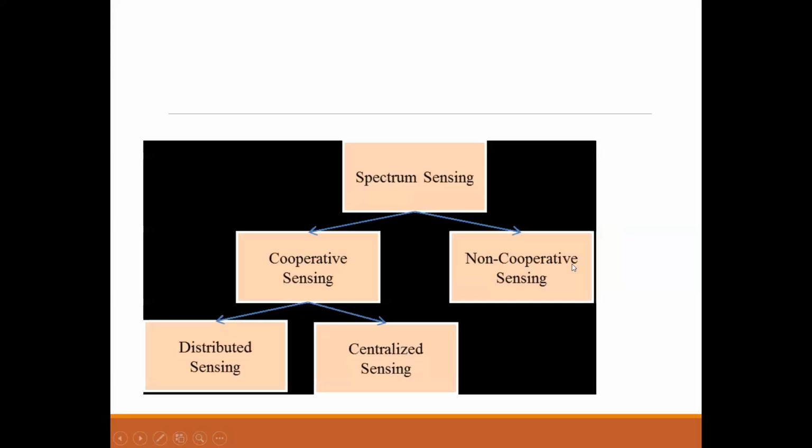And in the broader case, spectrum sensing can be divided into two major classifications. One is cooperative spectrum sensing, another is non-cooperative spectrum sensing. In the non-cooperative case, every user is independent. It has to think, decide, and act, so no one else is going to interfere or help in that part. On the other hand, cooperative spectrum sensing is further divided into two categories: one is distributed sensing, another is centralized sensing.